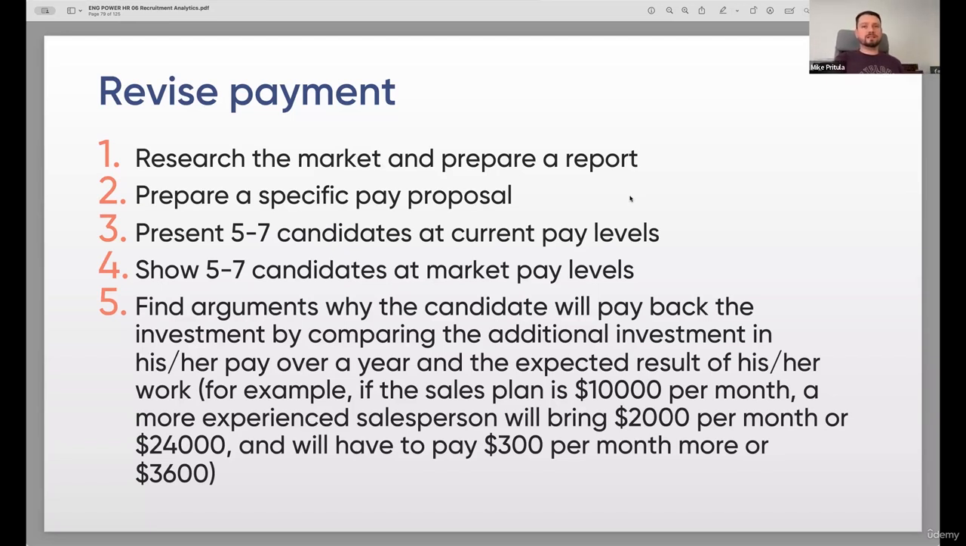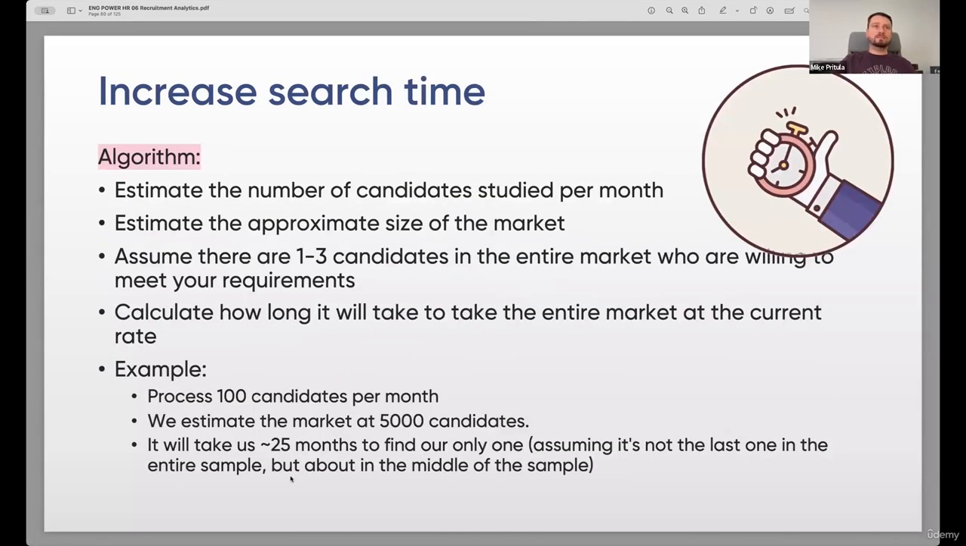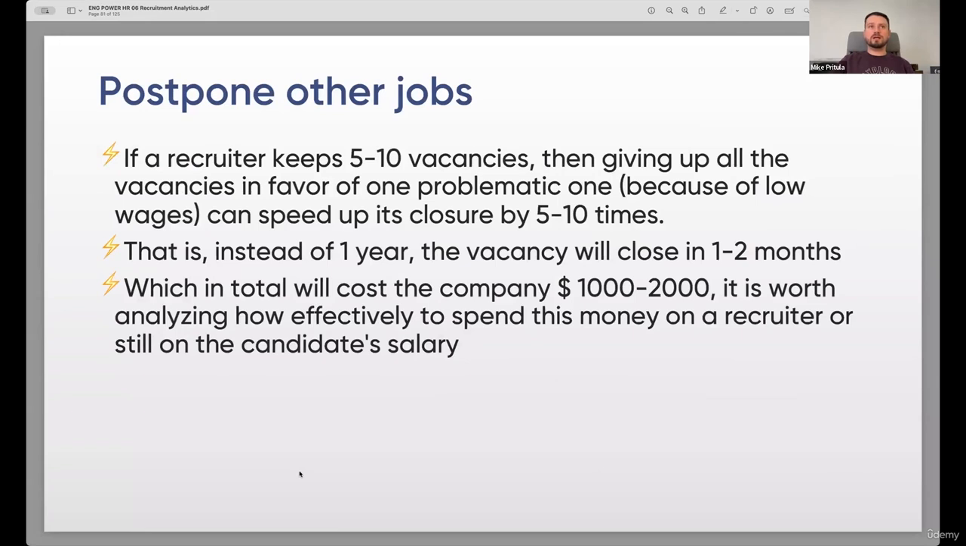For example, if the sales plan is 10,000 per month, a more experienced salesperson will bring 2,000 per month more, or 24,000 a year, and we will have to pay $300 per month more, or just $3,600 a year. Then consider other options, maybe increase the search time. And here we have the algorithm for how to calculate the search time needed to close the vacancy. Then you may want to postpone other jobs.